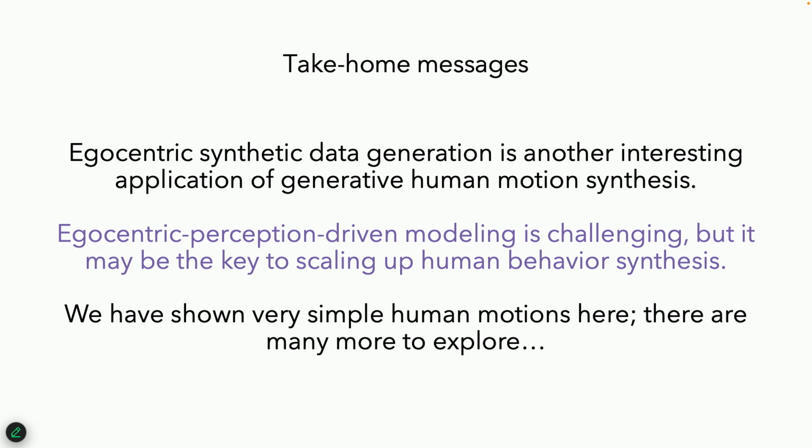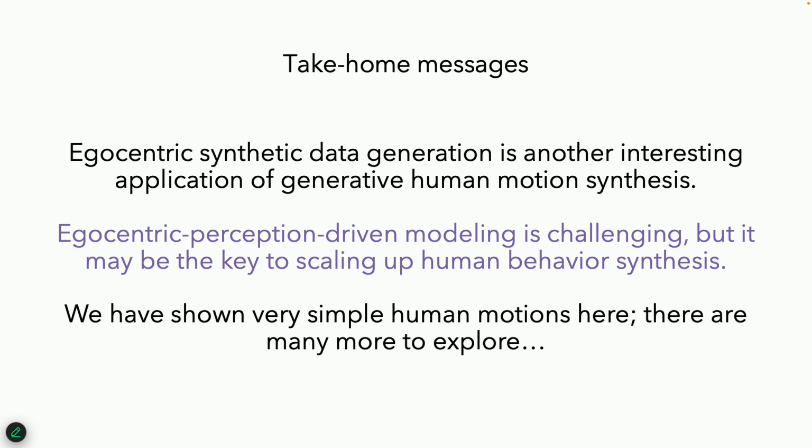And the second takeaway I want to share is that egocentric perception-driven modeling is challenging. That is what we tried to explore, but it may be the key to scaling up behavior synthesis. I think naturally we want to create a loop between egocentric perception and behavior. It's challenging, but that's probably the way we can synthesize more and more realistic human behaviors, because we move because of what we see, and we see because of how we move, right?